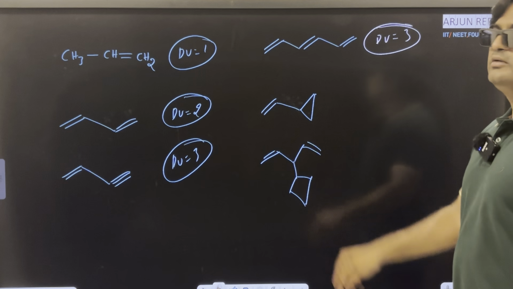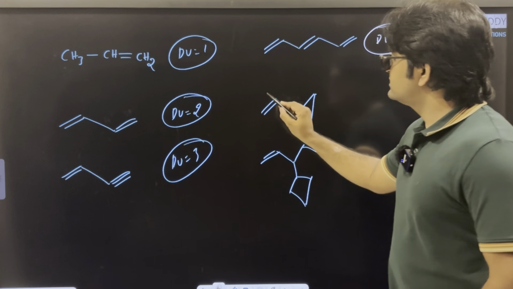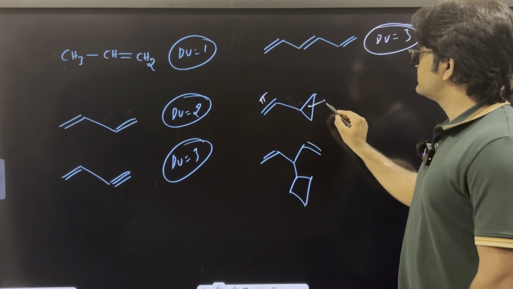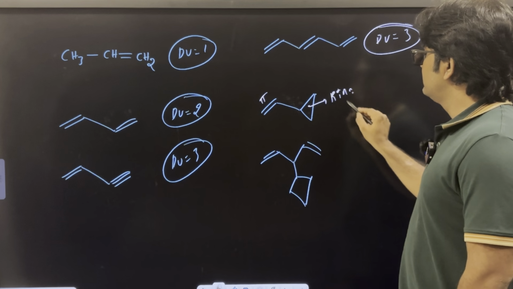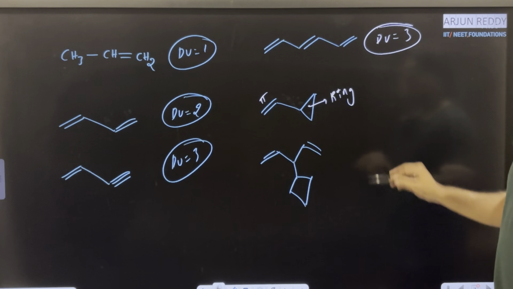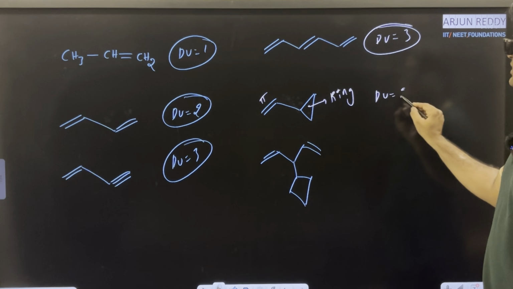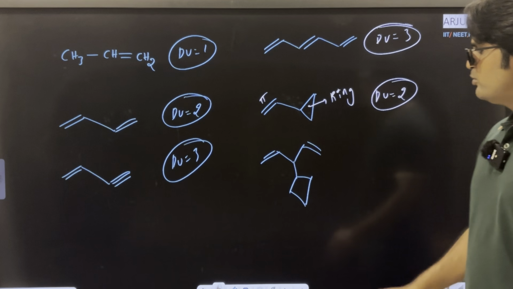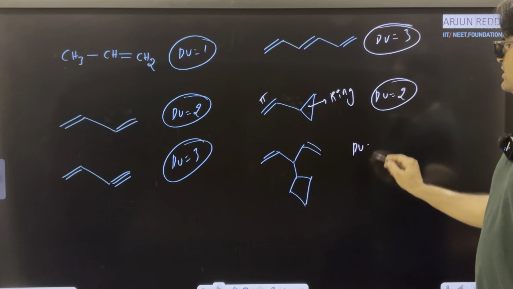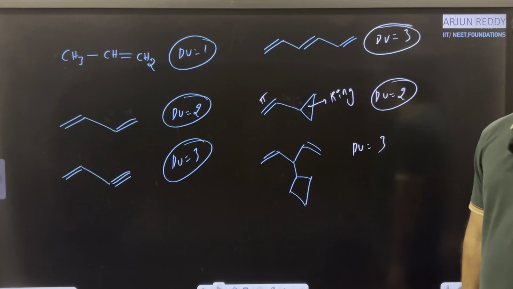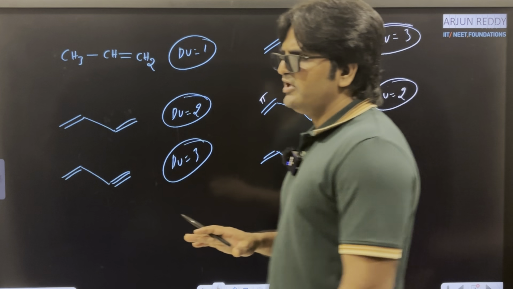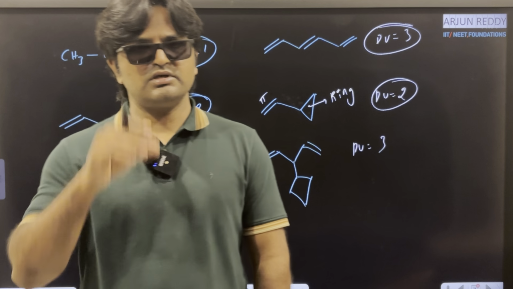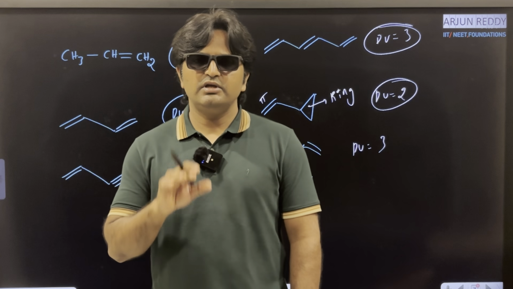Here one pi bond is present. Next, one ring is present. Pi bond and ring are present. Okay, right, then what is the degree of unsaturation? 2. Here how many pi bonds and how many rings? 2 pi bonds and 1 ring are present. Then what is the degree of unsaturation? 3.